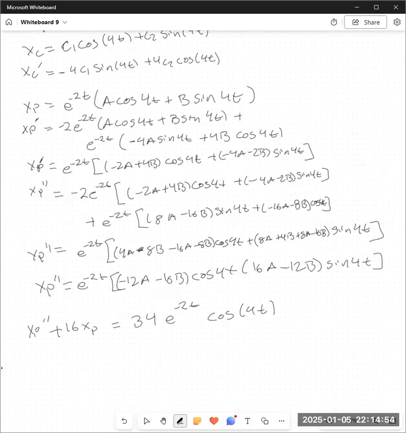What I'm interested in here is that I have one of these parts. So negative 12a minus 16b for my cosine part, and 16a minus 12b for my sine part. Then I have 16 of the original, and the original is a of the cosines and b of the sines. So 16 of those needs to be equal to 34 cosine of 4t. That's what I'm going to look at there.